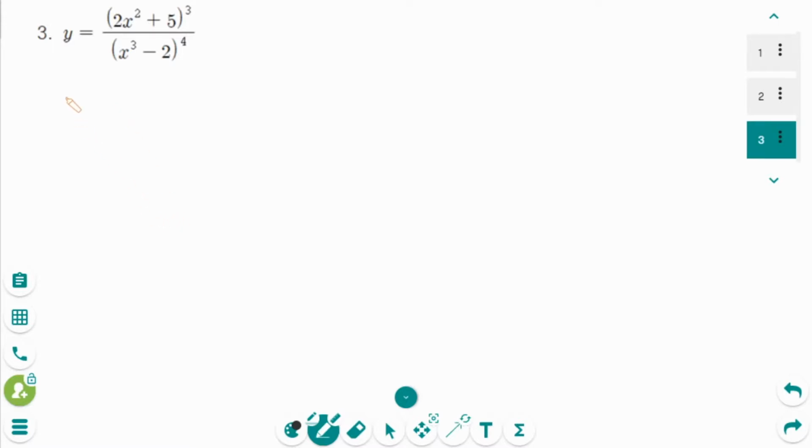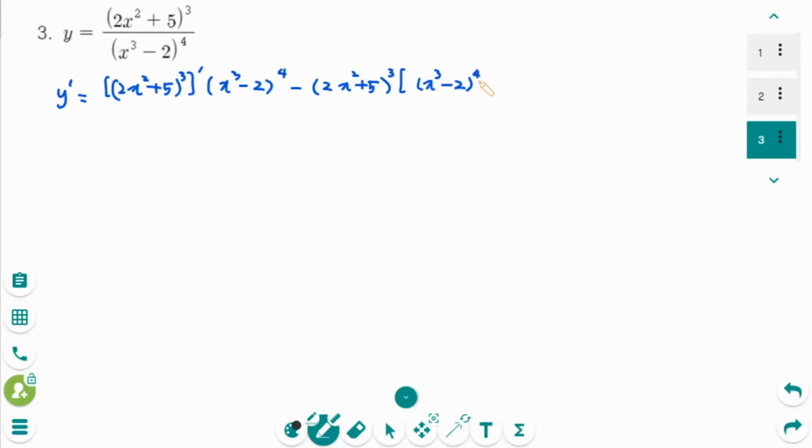Number 3: y prime equals the derivative of the numerator, times the denominator, minus the numerator times the derivative of the denominator, over x cubed minus 2 to the power of 4, squared.